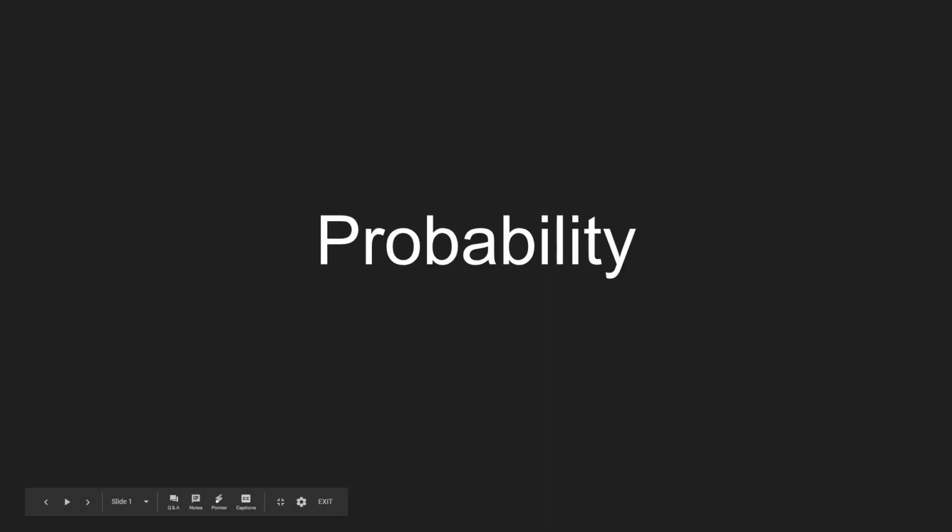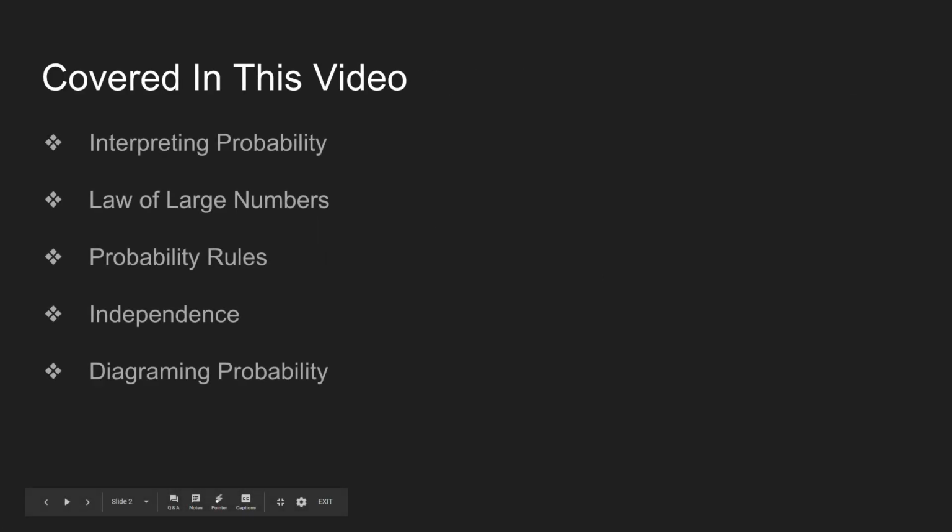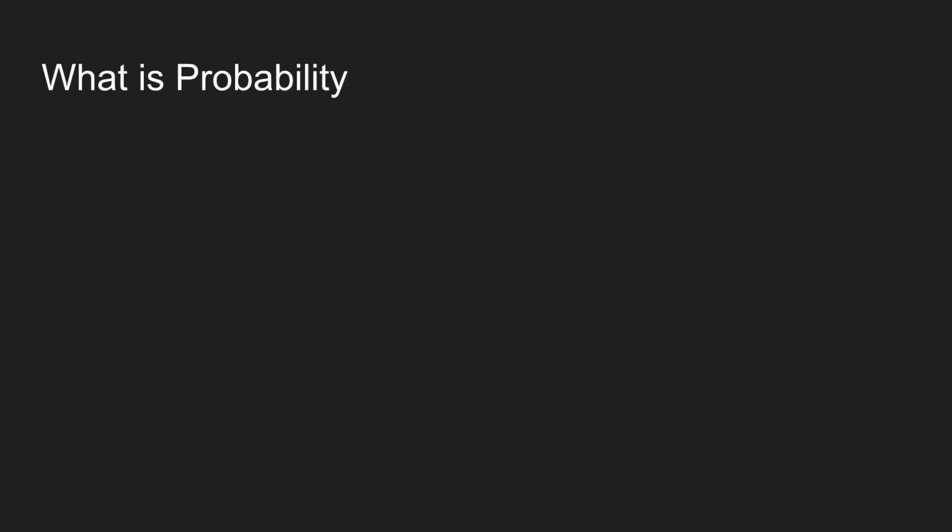Hello AP Statistics student. In this video, we will be discussing the many aspects of probability. We are covering how to interpret probability, the law of large numbers, basic probability rules, independence, and how to diagram probability. The probability of an event is the likelihood that it will happen.